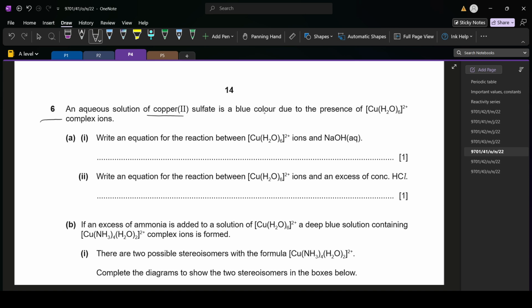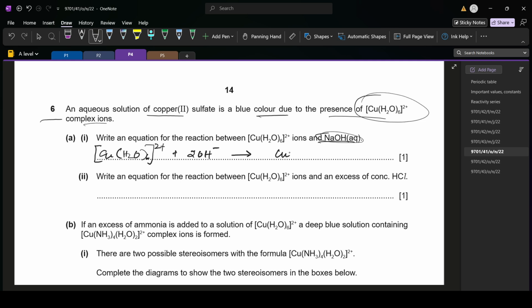An aqueous solution of copper sulfate is a blue color due to the presence of this complex ion. Write an equation for the reaction between this complex ion of copper and sodium hydroxide. So when the OH ions react, what is going to be the equation? This complex ion will react with OH ions, and OH ions will replace the water ligands.